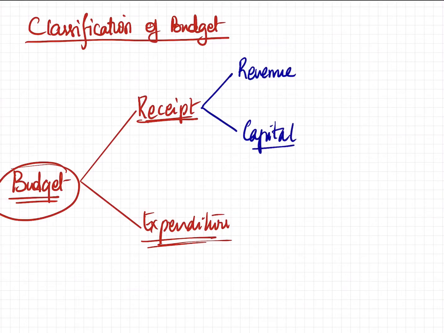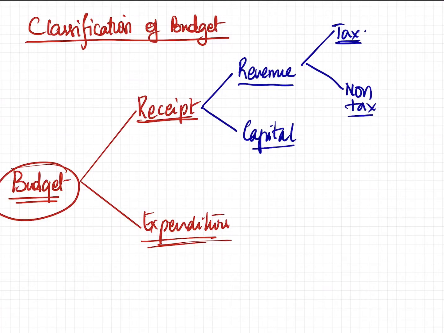So what is revenue receipt? Revenue receipt is any money that the government receives that does not increase the liability of the government, or does not reduce the asset of the government. Such receipt is known as revenue receipt. And capital receipt is anything which increases liability or reduces the asset of the government. Now let's try to further classify them. Revenue receipt is further classified into tax and non-tax. Tax revenue receipt and non-tax revenue receipts.